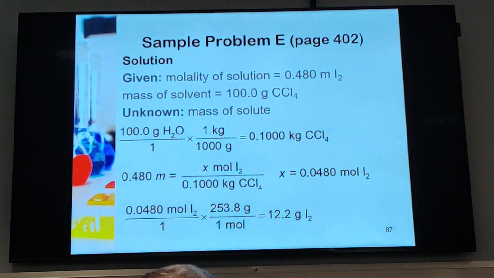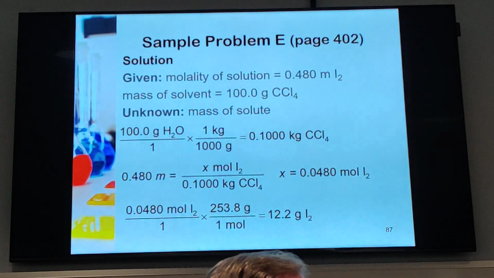Okay, so this one isn't carried out to 2 places past the decimal like we usually do. I would still suggest that you do that, so you just keep it consistent. And so we need just 12 grams of iodine. 12 grams of iodine.